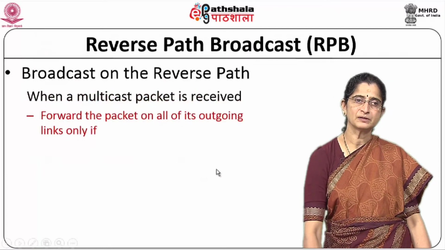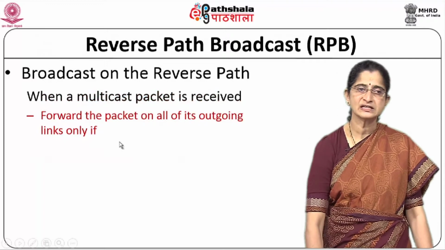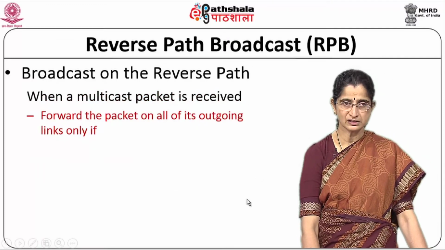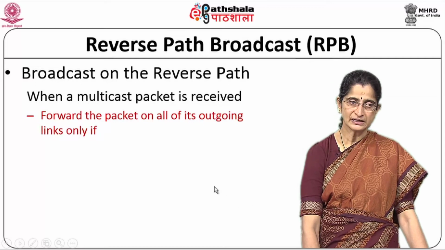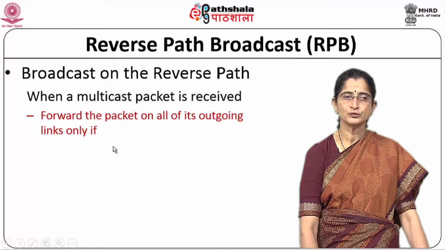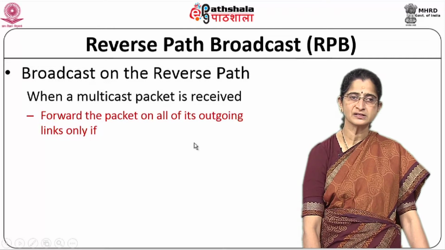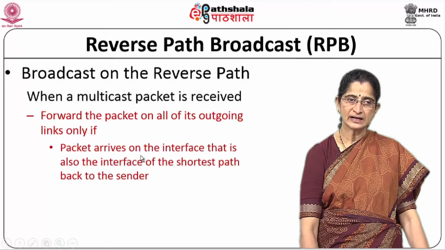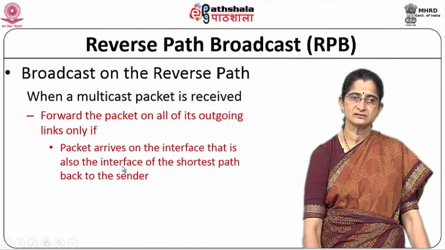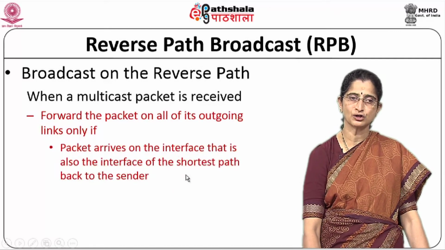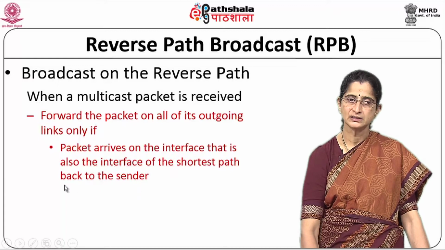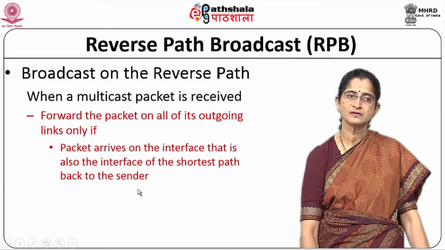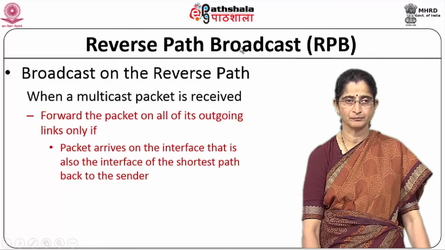Let us look at this a little bit more in detail. We said we will first do a broadcast on the reverse path. What do we mean by this reverse path? When a multicast packet is received, you forward the packet on all of its outgoing links only if the packet arrives on the interface that is also the interface of the shortest path back to the sender. This back to the sender is what you need to note here, because this is what gives this name of reverse path broadcast.